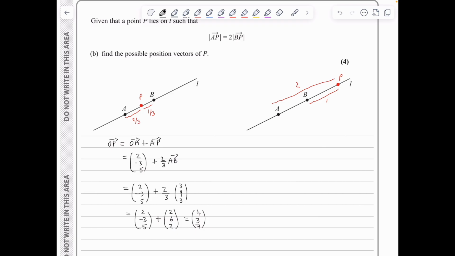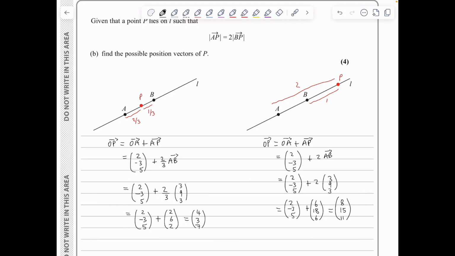For the second case, I will start again saying that OP is simply OA plus AP. Well, we've got OA to be 2, -3, 5, and we can see that in this case AP is simply 2 times AB, so plus 2AB. So we've got 2, -3, 5 plus 2 times the 3, 9, 3, which gives me 2, -3, 5 plus 6, 18, 6, which of course simplifies to 8, 15, 11. That's the second possible position vector for point P.